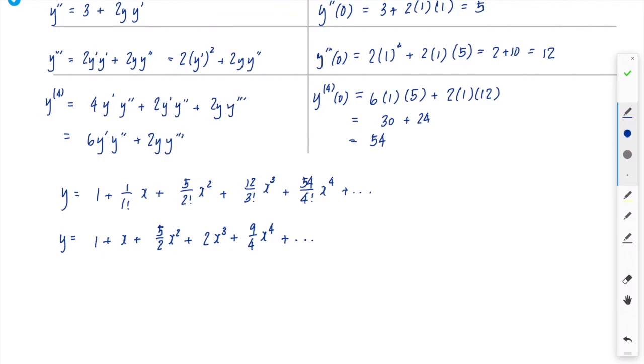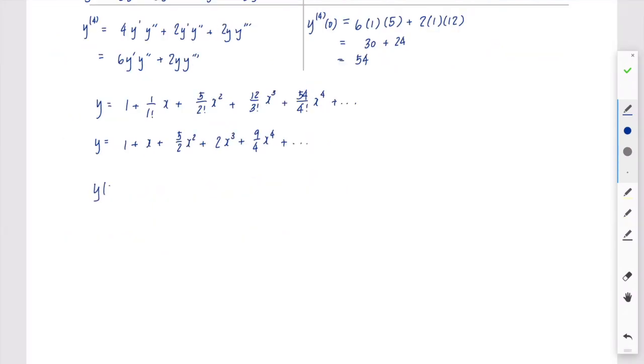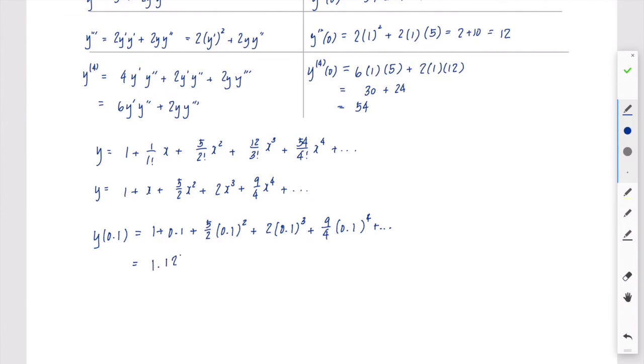Last but not least, I need to evaluate this at x equals 0.1. So 1 plus 0.1 plus 5 over 2 times 0.1 squared plus 2 times 0.1 cubed plus 9 over 4 times 0.1 to the power of 4. Let's see what my calculator tells me. 1.1272 in 4 decimal places. Okay, that's it.